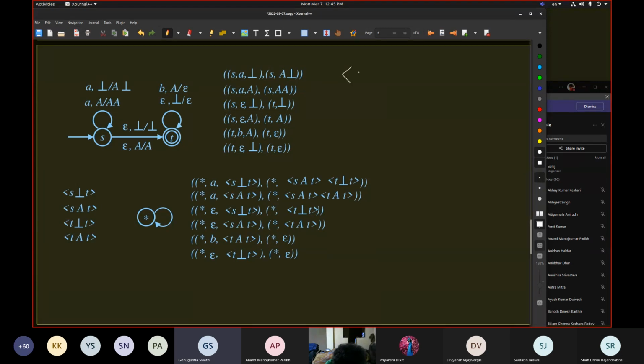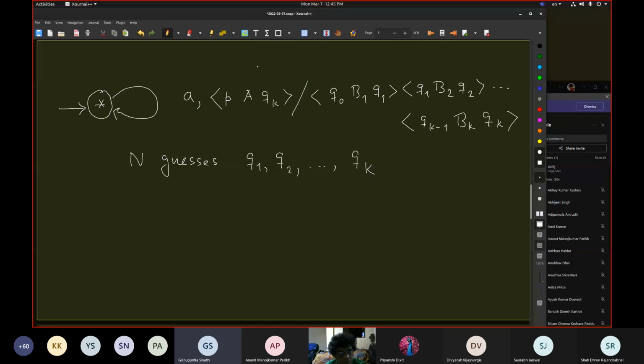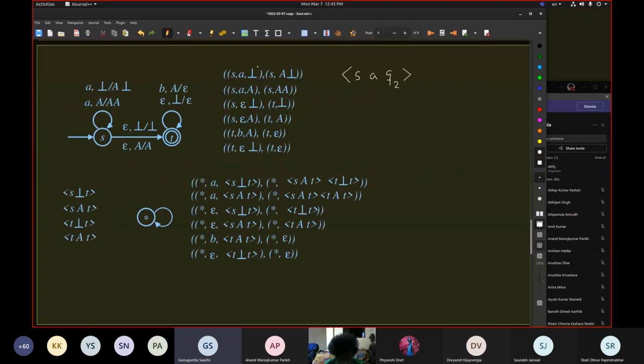So S, A, for the moment let me write Q2. What is there at the top of the stack? Want to get rid of this A. The AA. So this one. A it will consume from input.